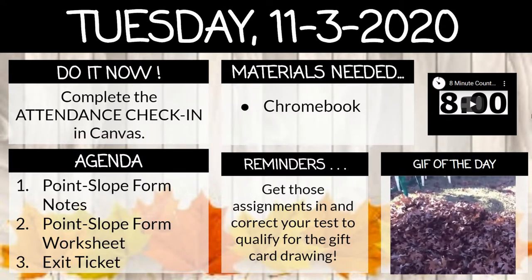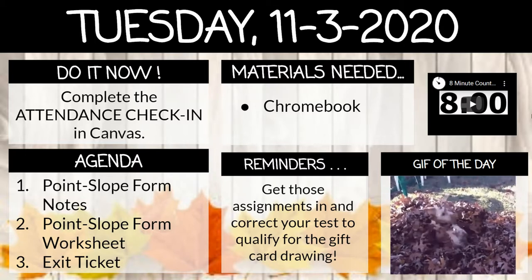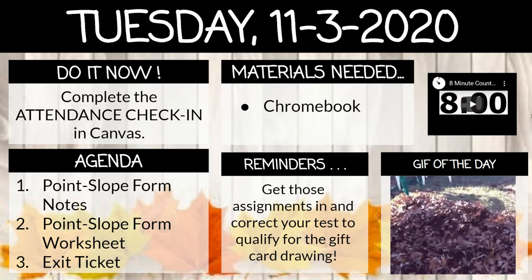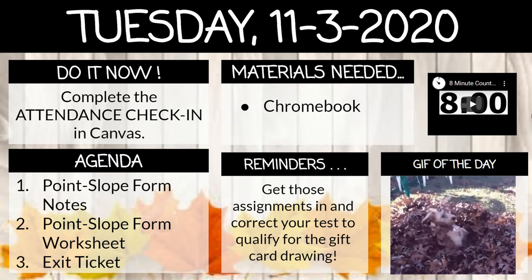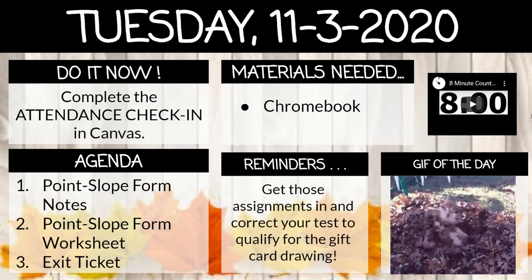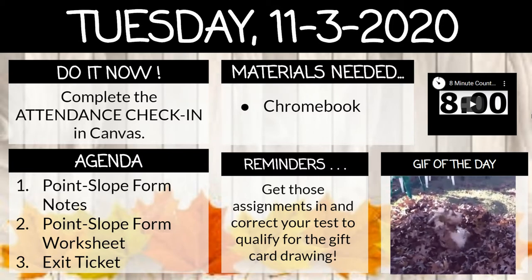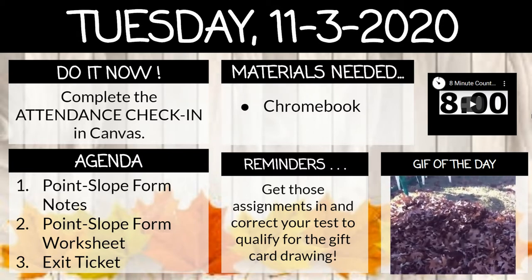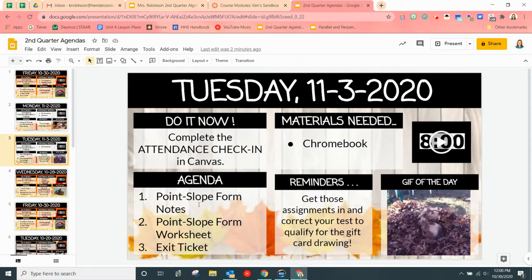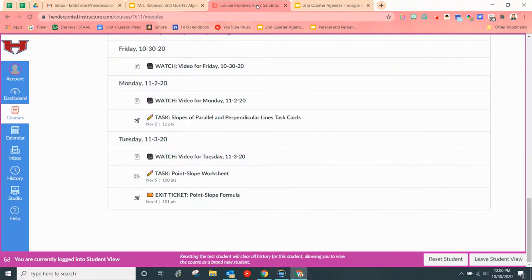So we're going to move on. We're not going to talk about parallel and perpendicular today, but we're going to learn a new form of linear equation. We're going to learn one called point-slope form. This is not a formula that you have to memorize. It will be given to you on the STAAR test, so that's nice. We're going to do some notes, and then we're going to practice, and then there is an exit ticket that you need to do today.